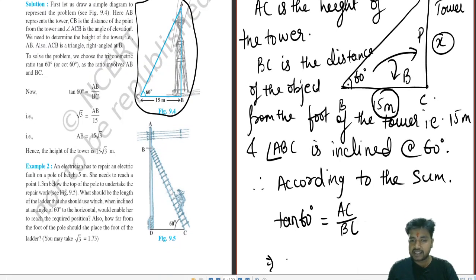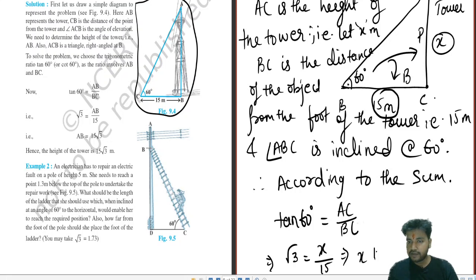Now tan 60 has a value of root 3, and AC is the height of the tower, that is, let it be x meters. We have taken x for it, and BC is 15. Therefore x is equal to 15 root 3.